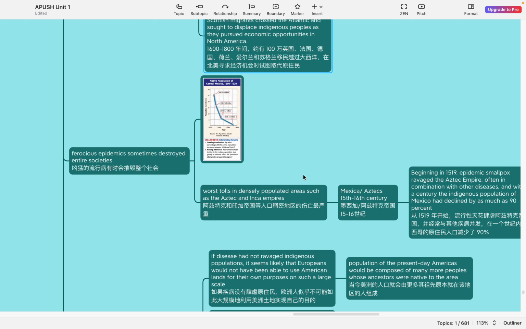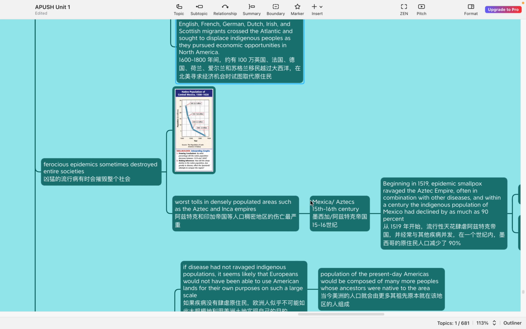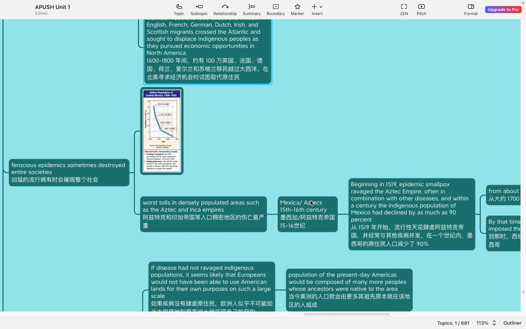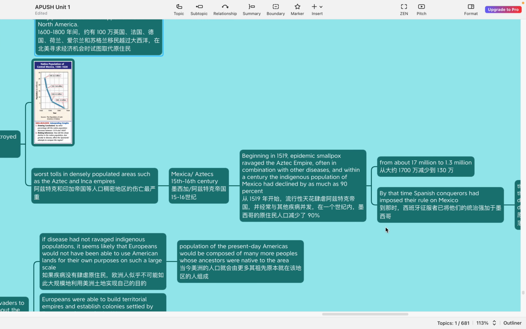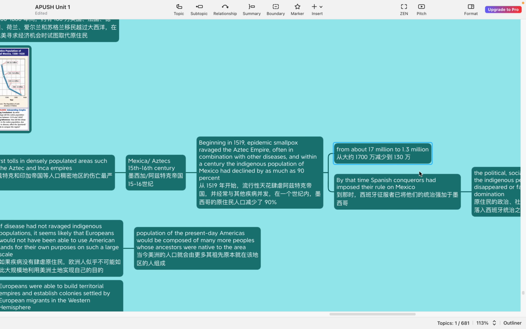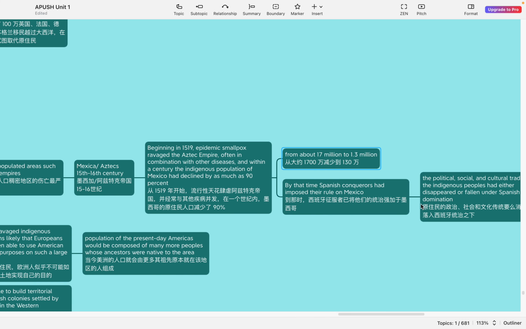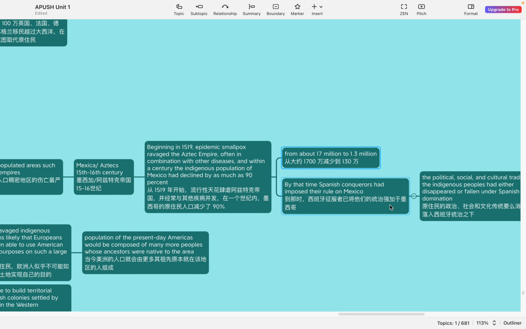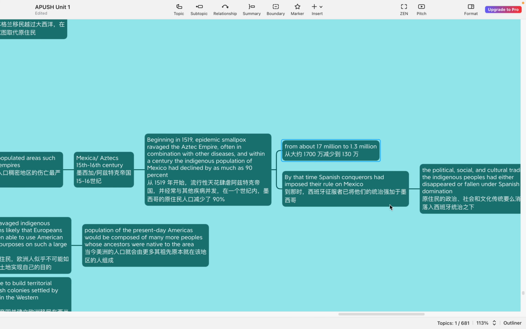The densely populated areas were hit hardest by epidemics. For example, the Aztec Empire's population plummeted from about 17 million to 1.3 million in a century, while Spanish colonists imposed their empire on the devastated Mexican society.